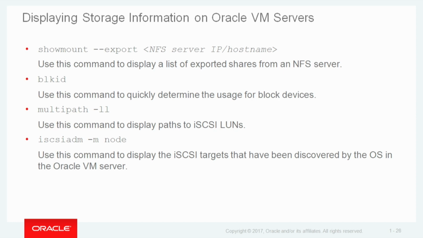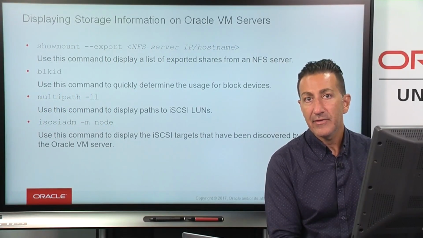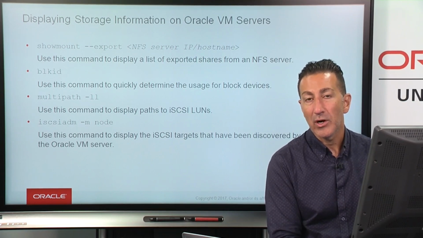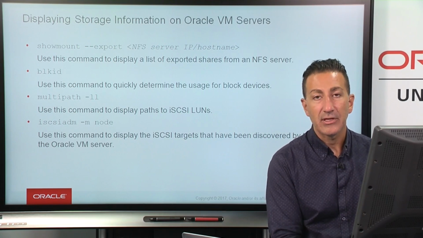With blkid, you use this command to quickly determine the usage for block devices. For example, if you attach one, it is automatically recognized by the Oracle VM server operating system or not. If you work with multipath, as you know, multipathing needs to be implemented manually. You cannot implement multipathing using the Oracle VM Manager utility. But after you do that, multipath gives you the option to implement two different access paths to the same LUN. Typically the access paths are active-passive, so if one of the paths fails, it automatically activates the other.